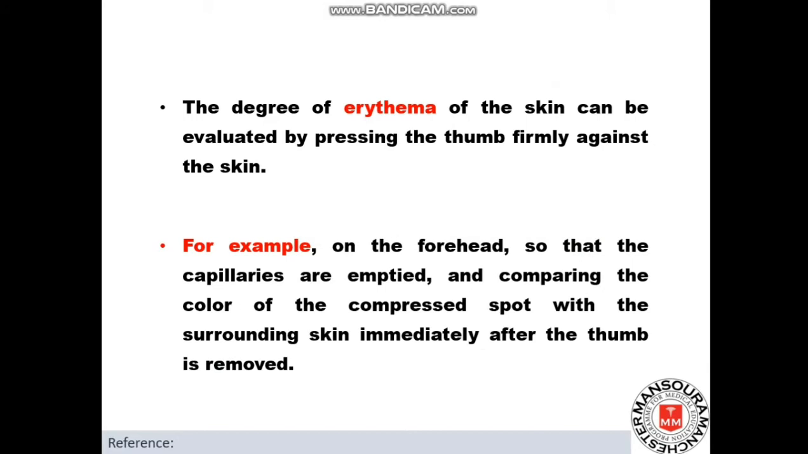The degree of erythema of the skin can be evaluated by pressing the thumb firmly against the skin, for example on the forehead, so that the capillaries are emptied, and comparing the color of the compressed spot with the surrounding skin immediately after the thumb is removed.